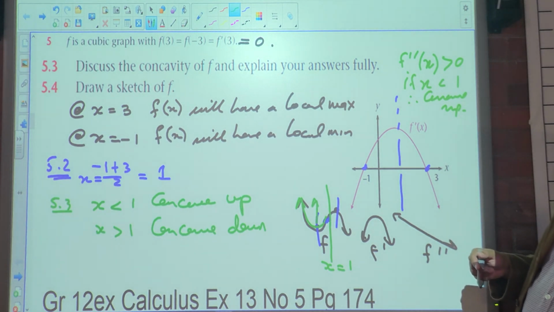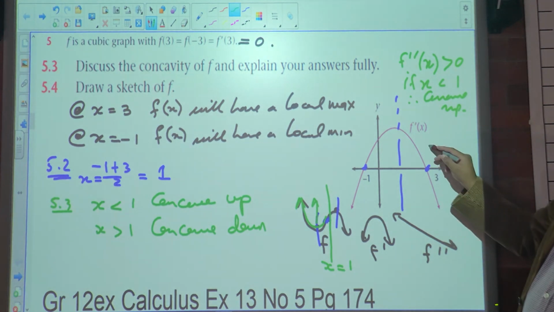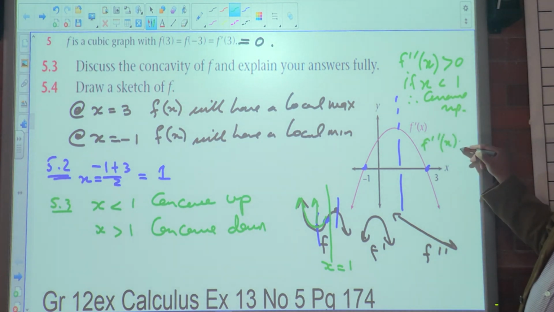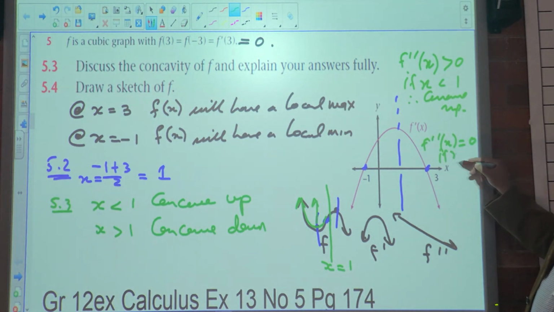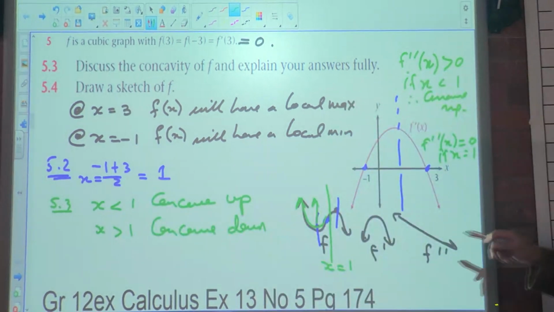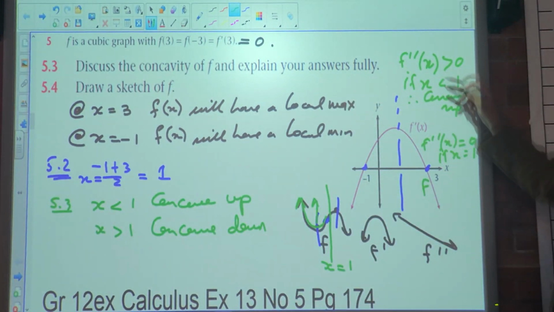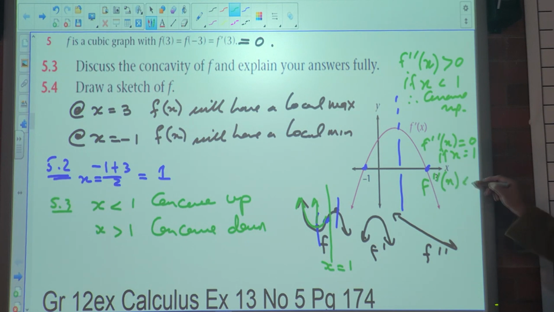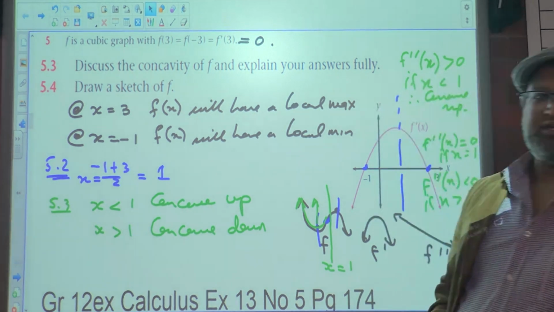There is a comment that says if f double prime of x is equal to 0, then x is equal to 1, which of course comes from this question. And if f double prime of x is less than 0, then x is more than 1. So f of x changes concavity at x equal to 1 from concave up to concave down. Okay, if you want to use that, you can use that as well.